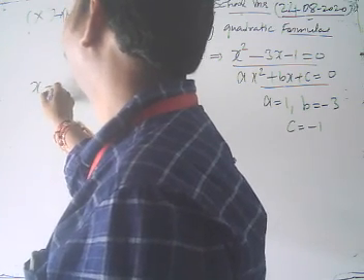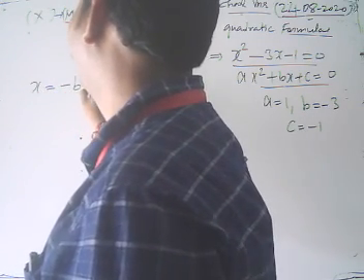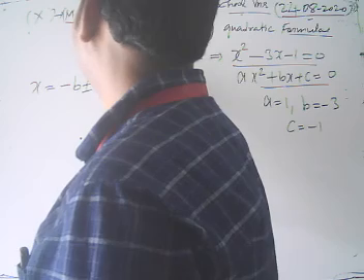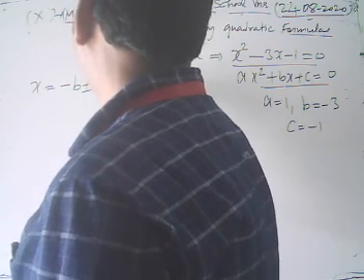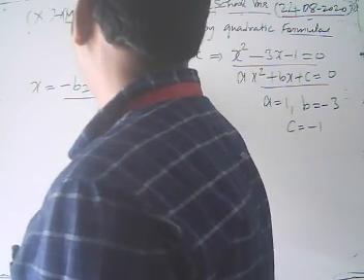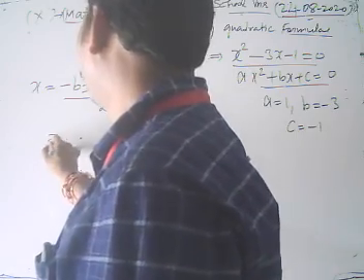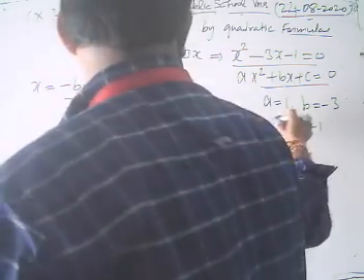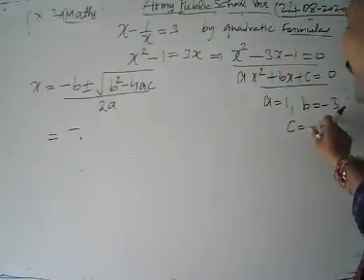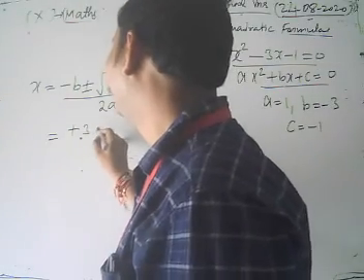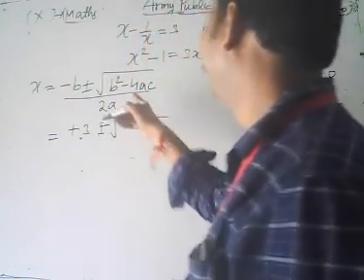What is it given by? x is given by minus b plus minus under root b square minus 4ac upon 2a. Now we are going to put the values here. What is our b? b is minus 3. Then we have plus 3 plus minus root of b square.